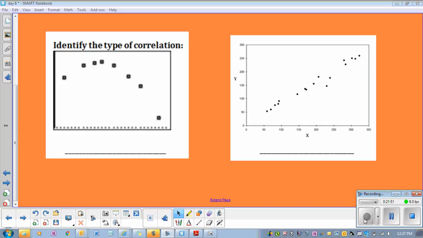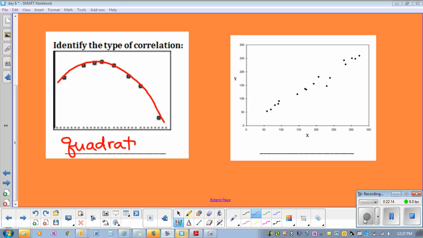All right, so today's lesson, a very short lesson, is on line or equations of best fit. So up at the top, we're going to identify the type of correlation that we see here. This one looks like this, right? This is a parabola. This is a quadratic. Now the next one, this is a linear because the correlation looks like a line, right?